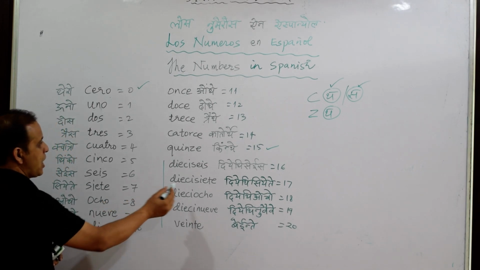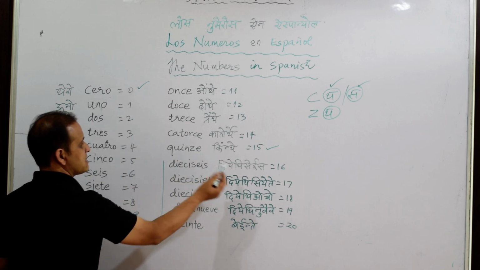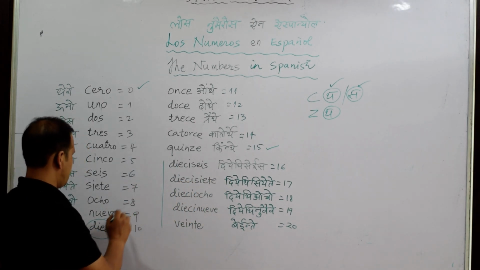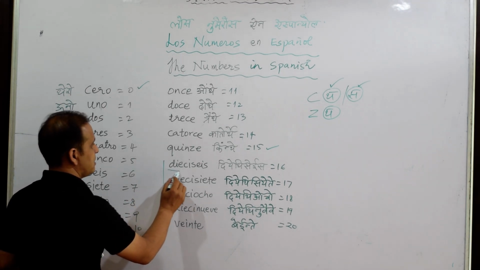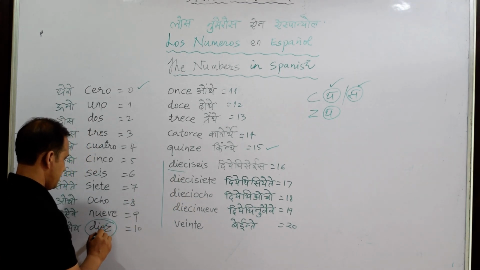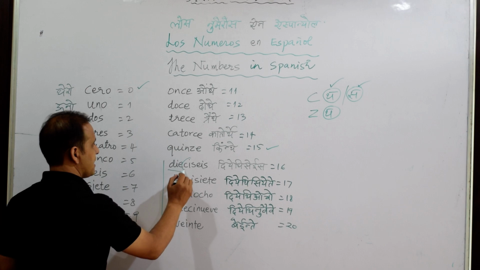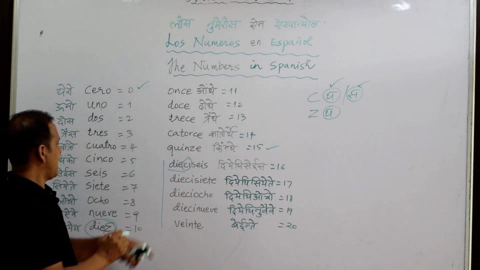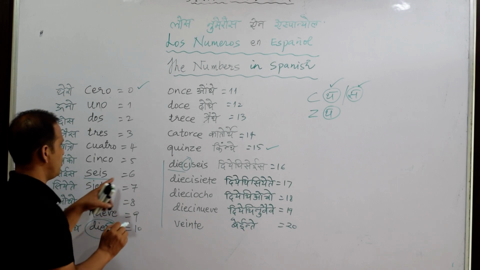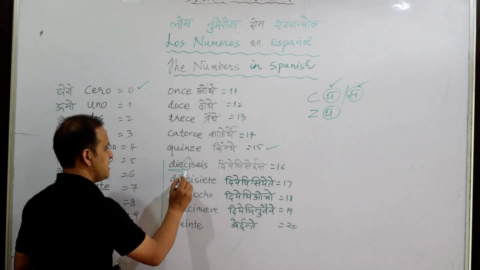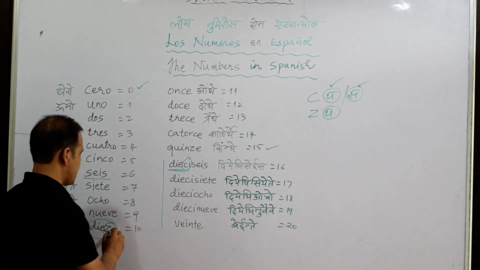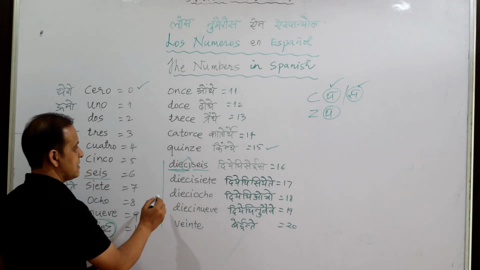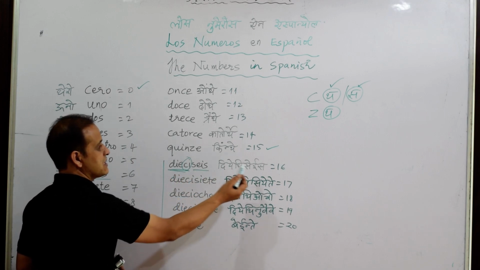You know, how do they make this 16? Diez, that is 10. So they write diez actually, but this Z is replaced by CI and it becomes dieci, and then you add seis, which means 6. So dieci, which is derived out of diez, and then seis. That is 10 plus 6, 16.